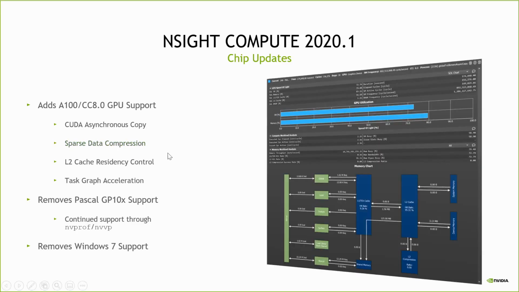All the other features are also supported. Residency control and task graphs are fully supported, including all the hardware acceleration that was added for this. But to make all this happen, I also want to point out that we removed the GP10X Pascal support from the tool. It is still continued completely through NVProf and NVVP, so we still ship that, and support is not removed there. But for Nsight Compute, we removed it so that we can focus on the newer chips quicker and get all the tools out there. Also worth mentioning, not related to chips: since Windows 7 support was discontinued, we also discontinued it in the tool.